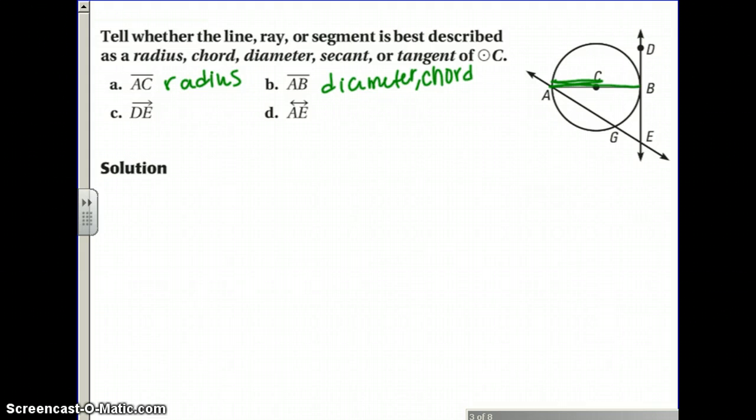Okay, now look at this, ray DE. Now technically, it would be a tangent, and it should be a line. I'm going to go with that might be a typo. Okay, and then line AE, it's coming through hitting twice, so that is a secant. Okay? All right, next slide.